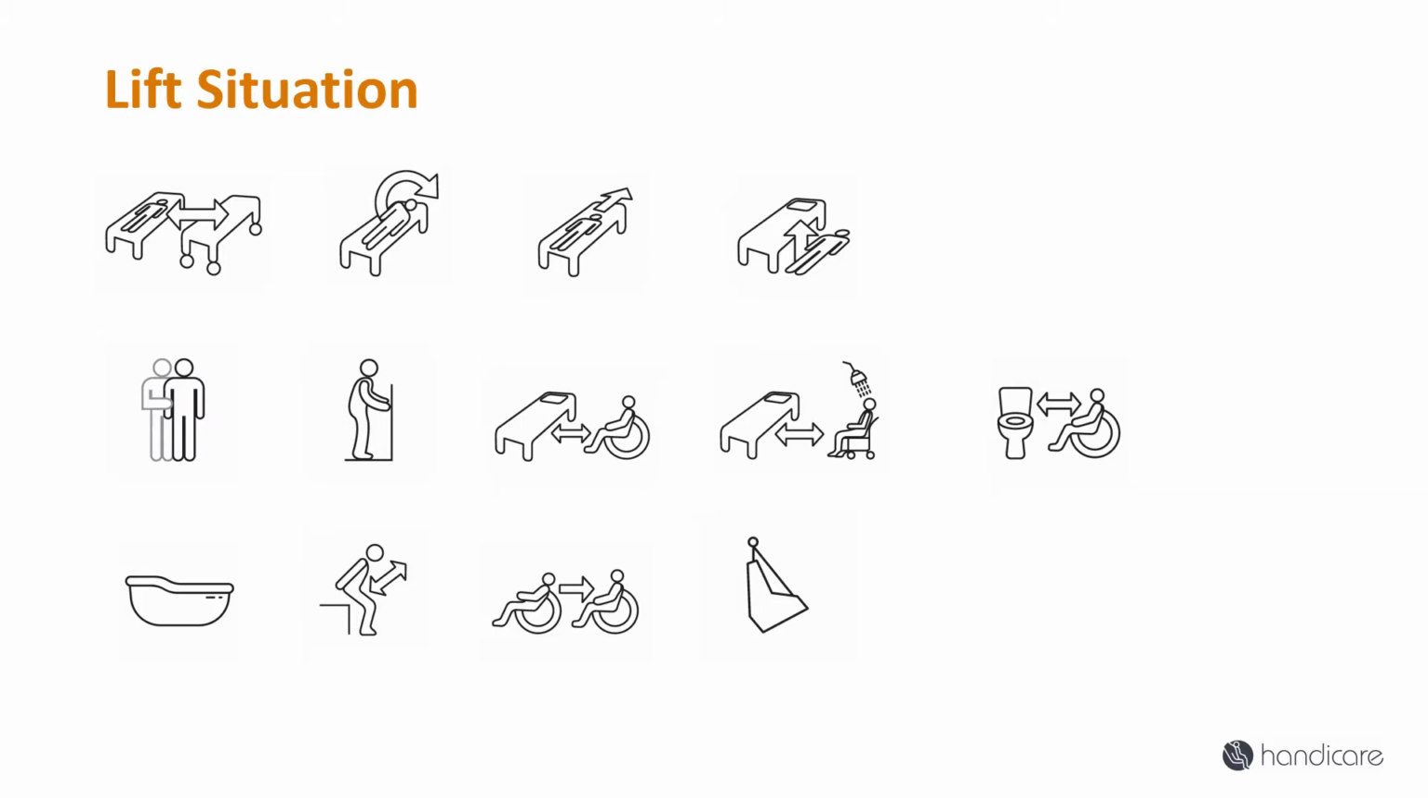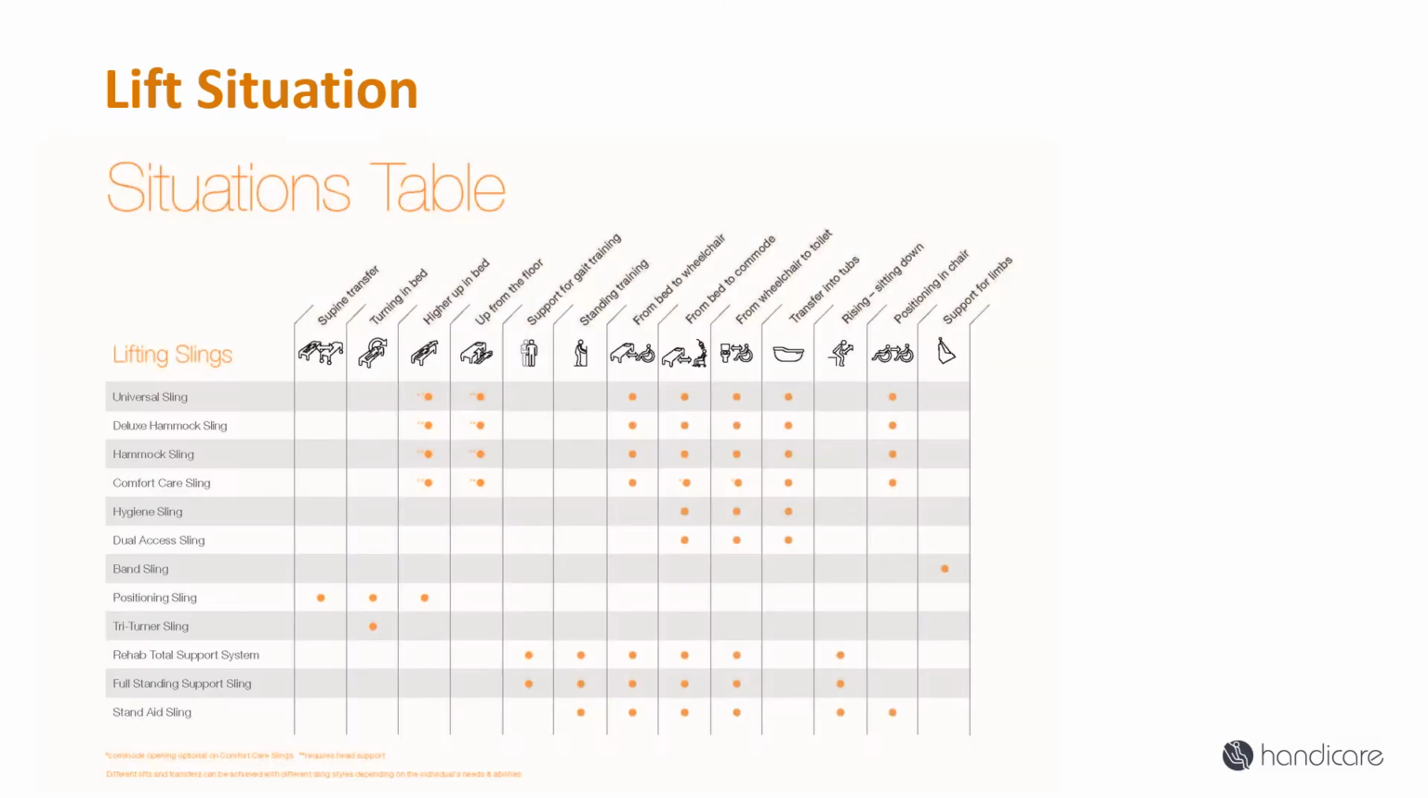In choosing a sling option, both the resident's needs and abilities from the initial assessment and the lift situation need to be considered. Let's have a look at a handy tool to help visualize the different lift situations and the possible sling options. On screen is a simple, handy lift grid tool which allows caregivers to quickly visualize what sling style options are available for different lift situations.